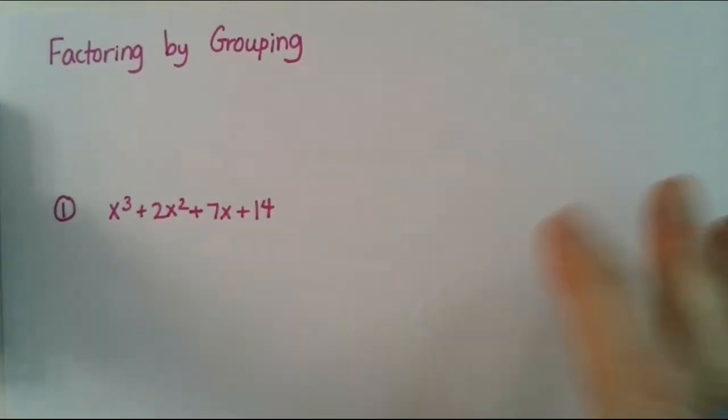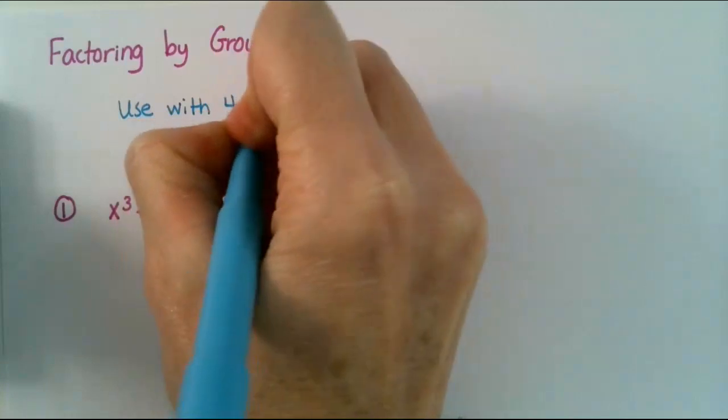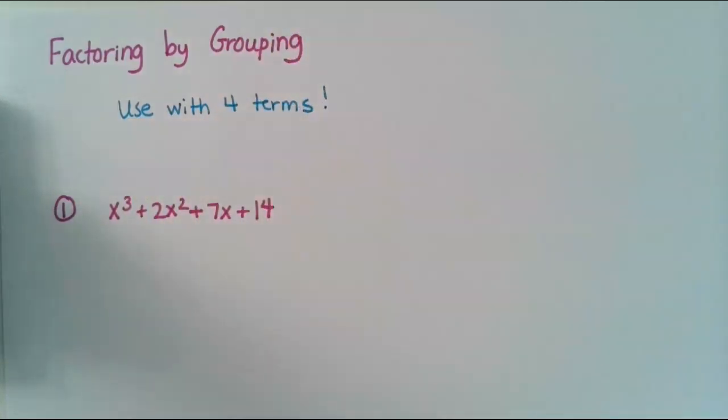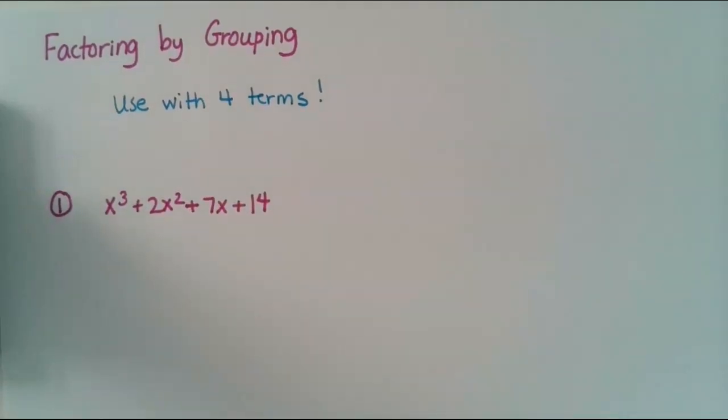All right, factoring by grouping. We use this with 4 terms. And again, terms are separated by addition or subtraction, so we can easily see whether or not we have 4 terms. So factoring by grouping is a process we can use to break down a polynomial that has 4 terms.